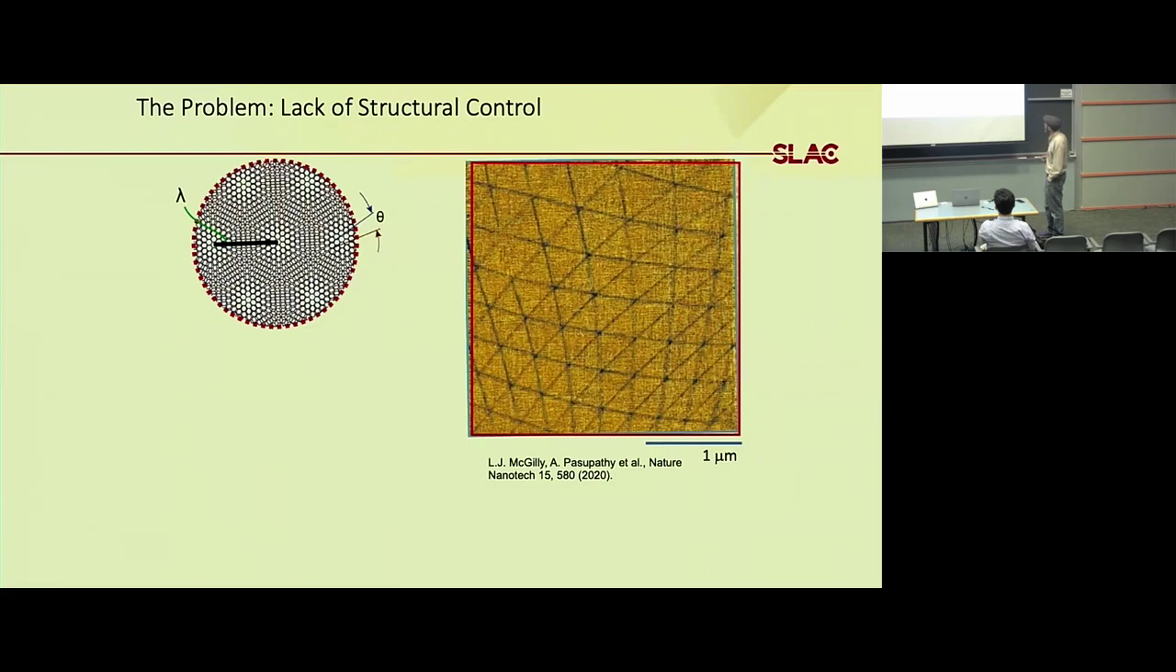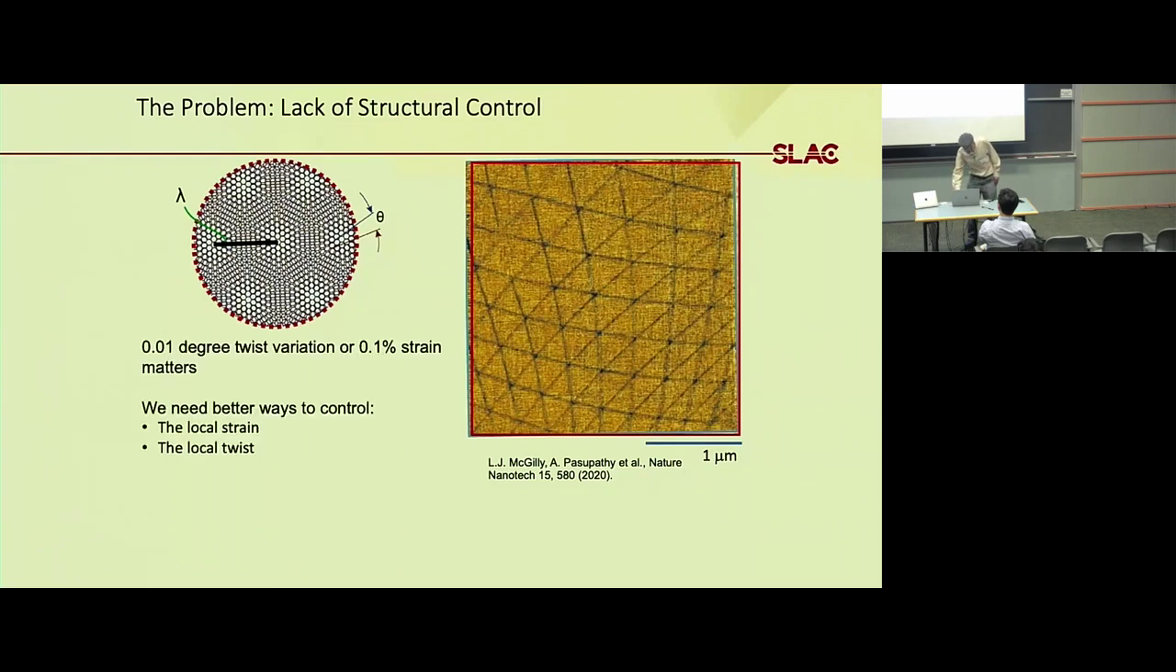I'm showing here beautiful work from Abhay's group, where they showed they could use ambient room temperature AFM to map out a moiré, and you can see it's not uniform spatially.